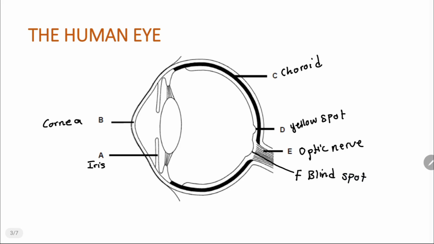Now, immediately in front of the blind spot, we've got this empty part. It is actually filled with a fluid. And the name of the fluid in question is known as the vitreous humor.